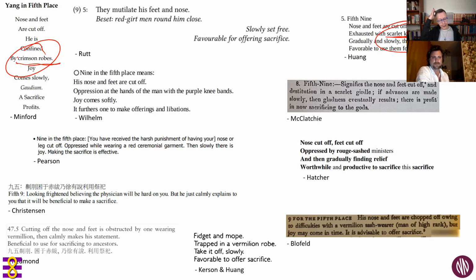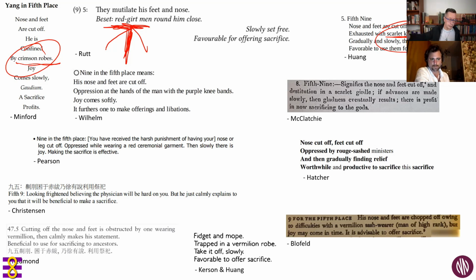But anyway, all these translations are more or less the same. They talk either about crimson robes or these scarlet kneecaps. When I read this translation from Rudd, he talks about red girth men. I don't know what girth is, Johannes. That's a word that's not in my English dictionary. I have no idea what it means. But do I need to know that? No, because it gives me a certain idea of what it might be, and it gives me an image that I can work with, and that is important.